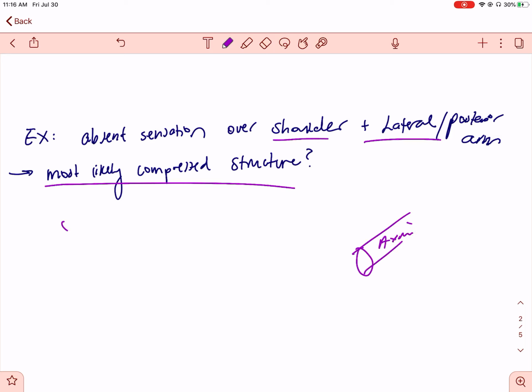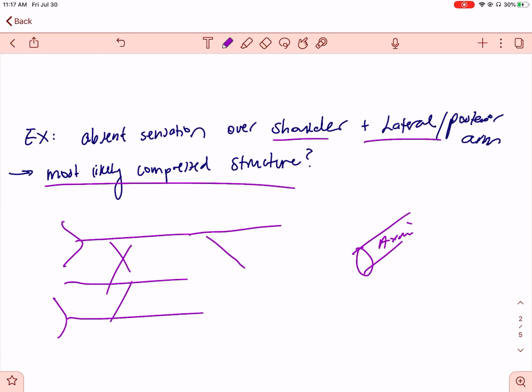So what you could do is quickly draw the brachial plexus anytime you have these questions. And from there, you get to see which cord. We know that the axillary nerve is here and the radial nerve is here. So which cord is this region? This is the posterior cord. So that would be the most likely compressed structure, the posterior cord of the brachial plexus.